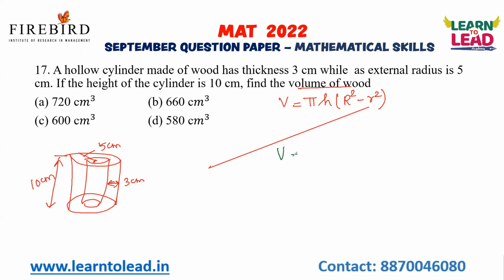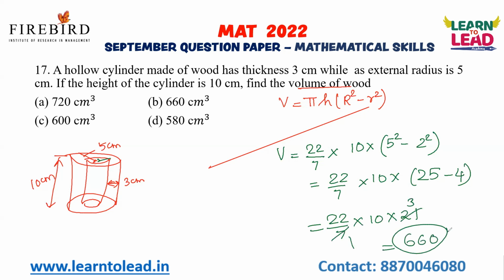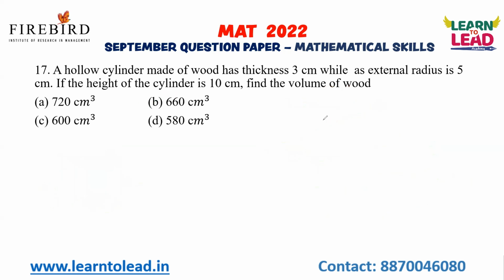So volume is equal to pi, 22 by 7, into height 10 centimeter, into capital R square, 5 square, minus the internal radius, which will be 2 square. So 22 by 7 into 10, 5 square is 25, 2 square is 4. So 22 by 7 into 10 into 21. So 7 one times, 3 times. So 66 into 10, 660 centimeter cube is your answer. We'll move on to the next question.